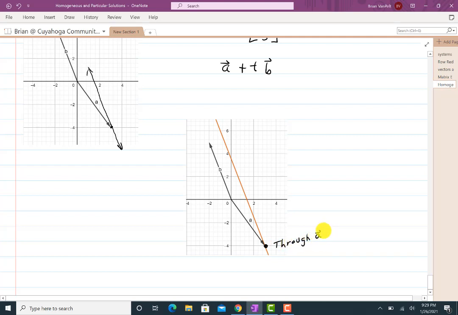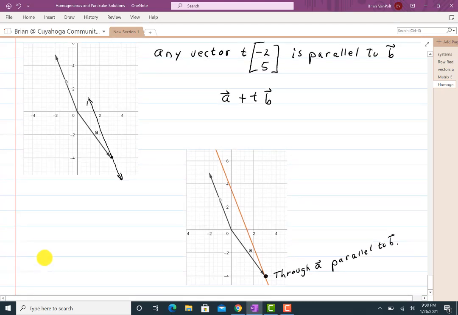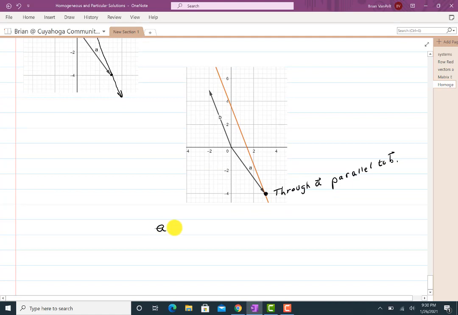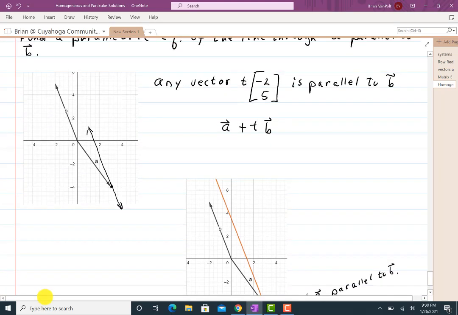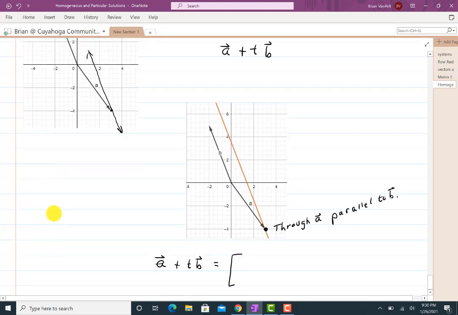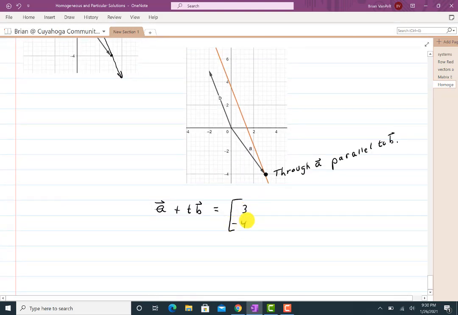And if you look at it, it certainly looks like B and this line are parallel to each other, right? Parallel to B. And that's what you're looking for. And to put in the actual numbers then, A plus TB, that equaled, A was, I think it was negative, or no, it's (3, -4), plus T times (-2, 5).